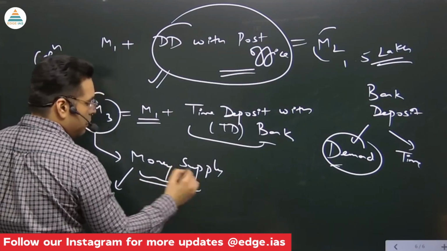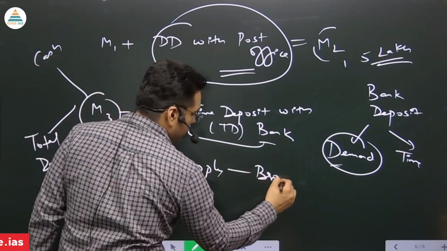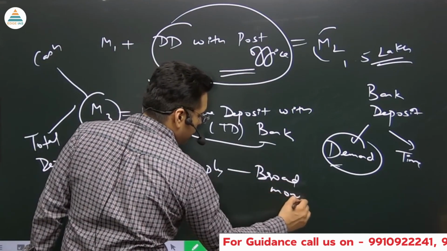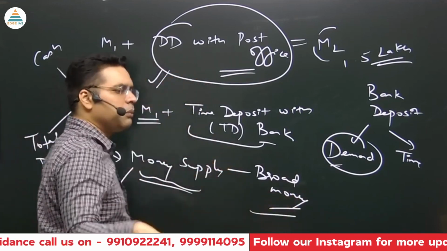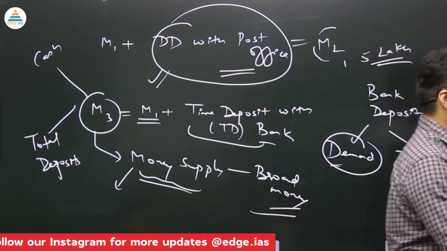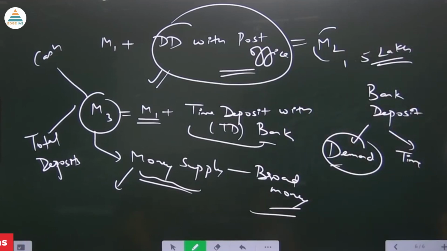So M3 is also called money supply and it is called broad money. What do you mean by broad money? It means that it includes almost every money that we have in the economy. Okay, that is the definition of the concept.